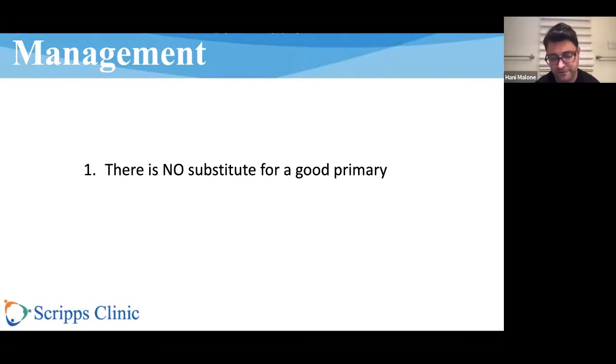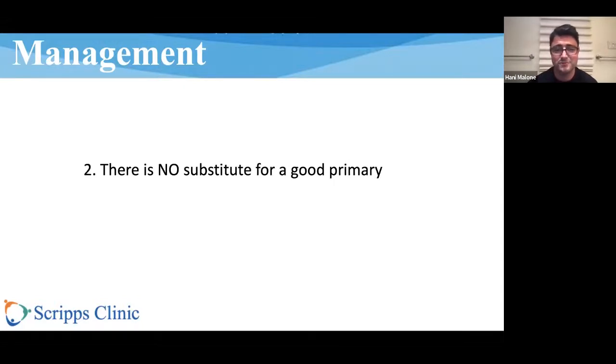A couple of pearls, 3 main concepts. No substitute for a good primary closure. Number 2, no substitute for good primary closure. Number 3, no substitute for good primary closure. And I think that is just the most critical concept.